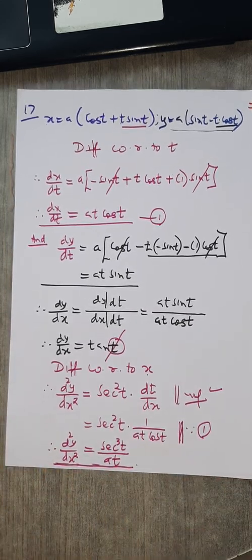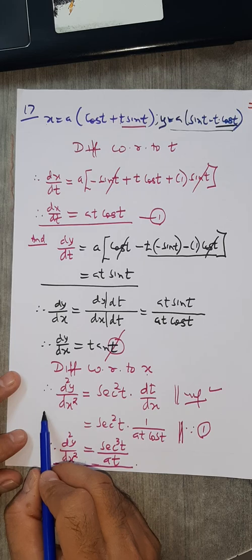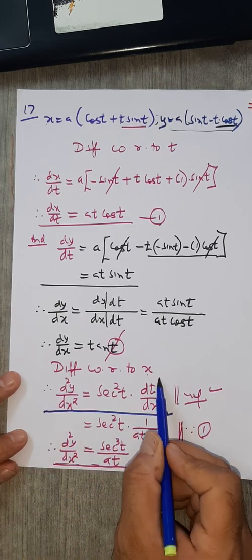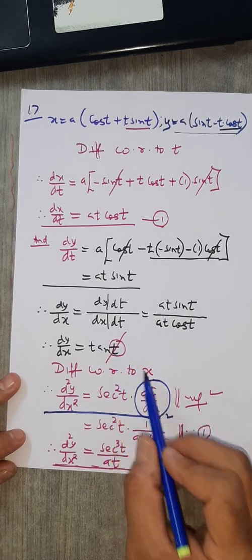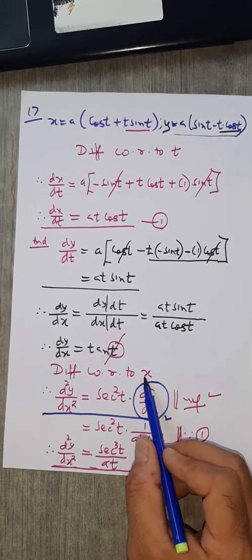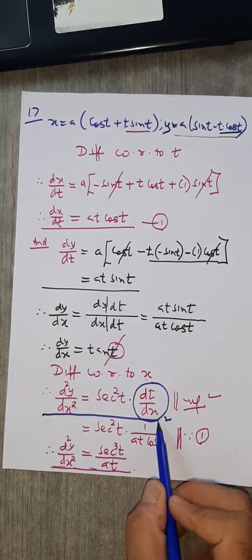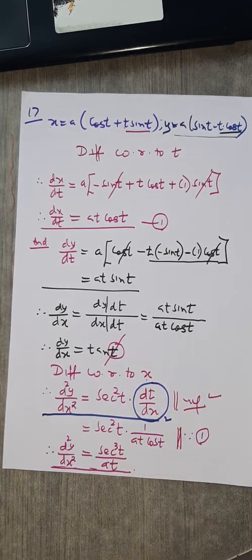Which is the most important step here? This one, remember. This is the most important step, into dt by dx. Why this? Because here your variable is t, you are differentiating with respect to x. So you need to use the chain rule, and then again we place the value of dt by dx there.